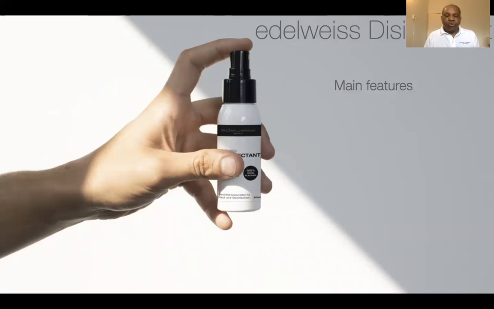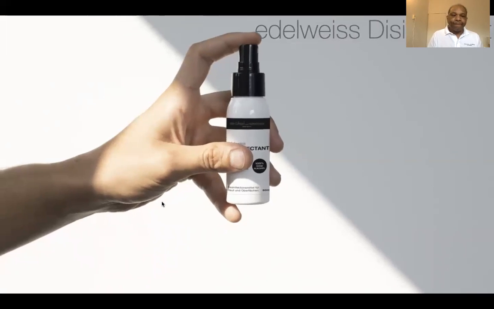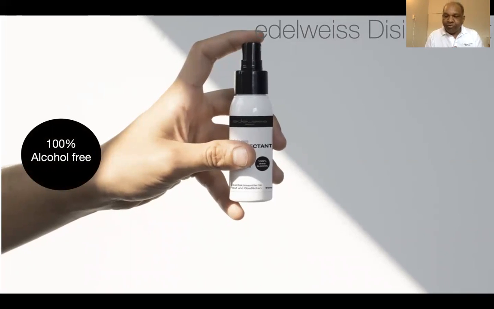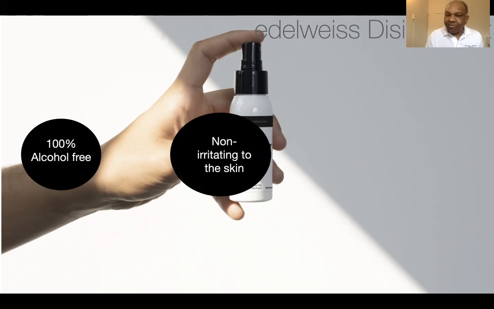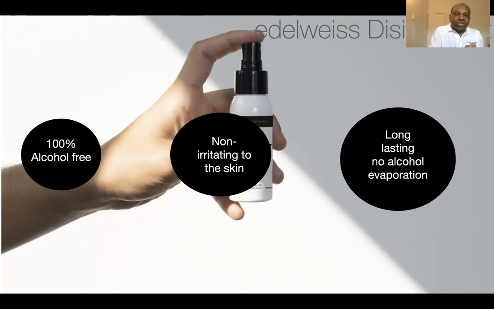So overall, what are the main features or advantages with regards to the Edelweiss disinfectant? We said it is 100% alcohol-free and does not contain any impurities or contaminants. It's mainly made of 3 ingredients. Because it's alcohol-free, it is non-irritating to the skin and can be safely used by children as well as people with sensitive hands. It's also long-lasting on your hands. It does not evaporate that easily and stays over an extended period of time.